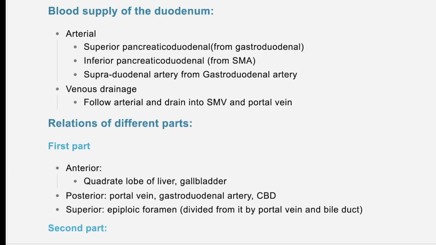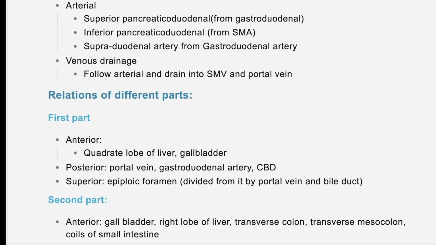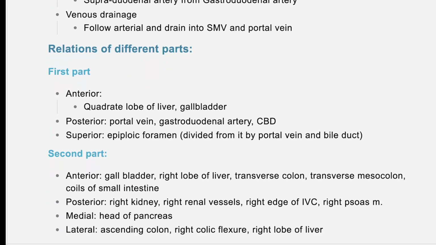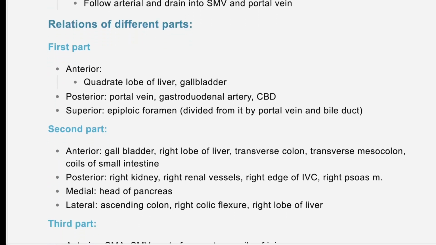Not sure if there's anything else anteriorly, but of course there will be the right lobe of the liver and the gallbladder as well. So that's anterior. And then you have the right kidney, right renal vessels, I did mention that, and the right psoas major muscle, head of the pancreas, ascending colon, and right colic flexure.